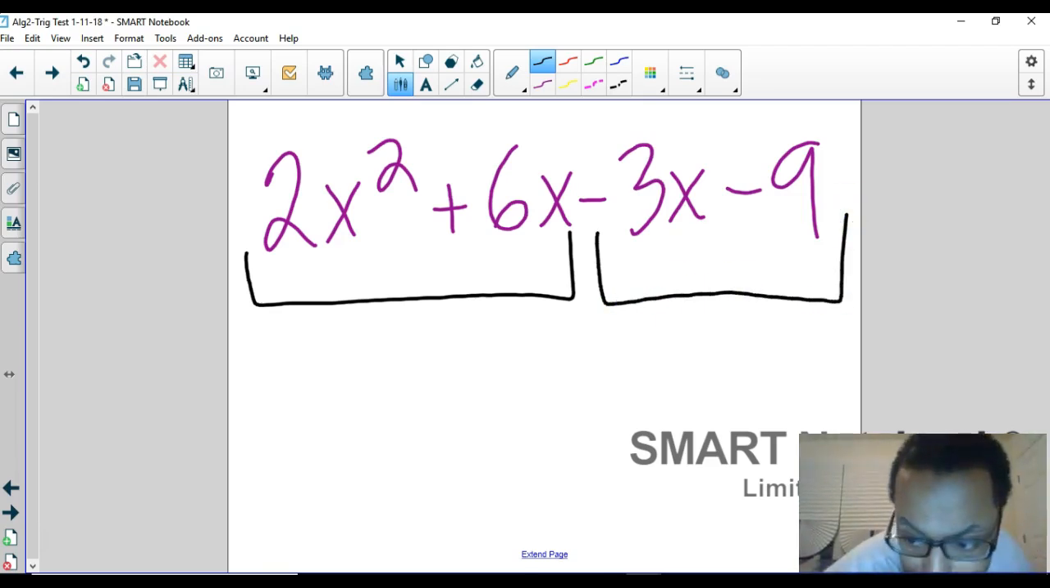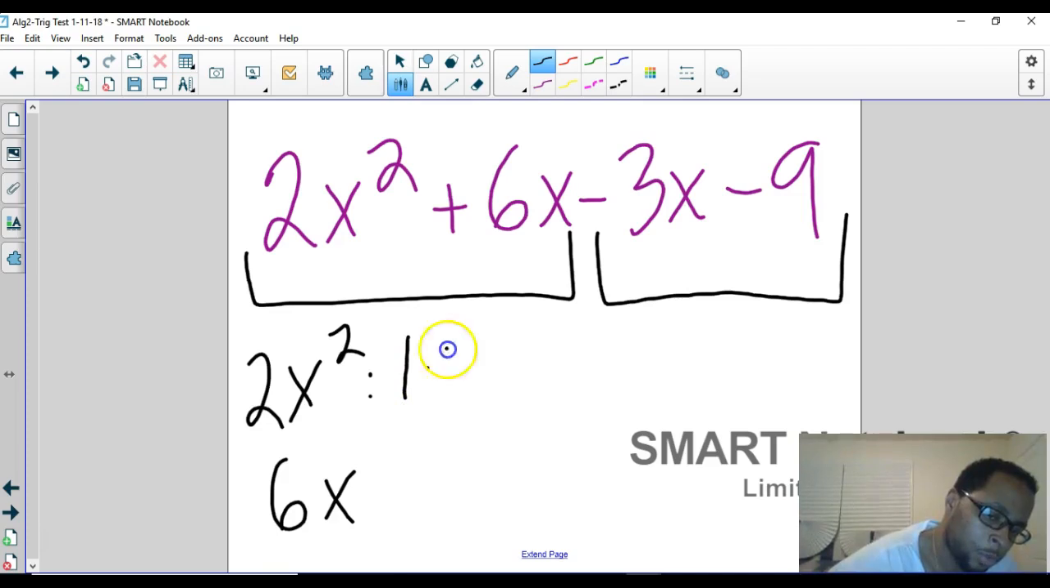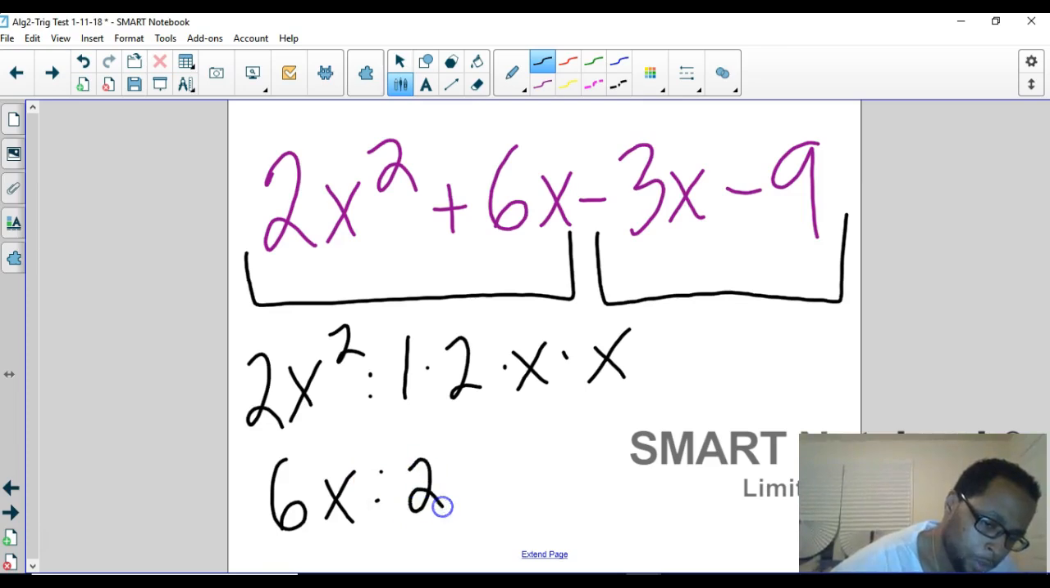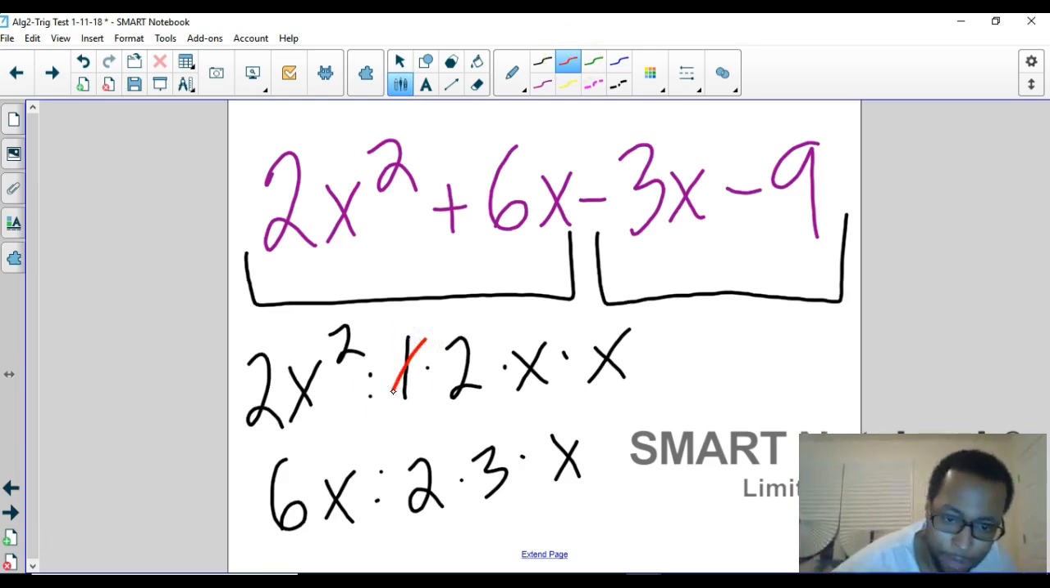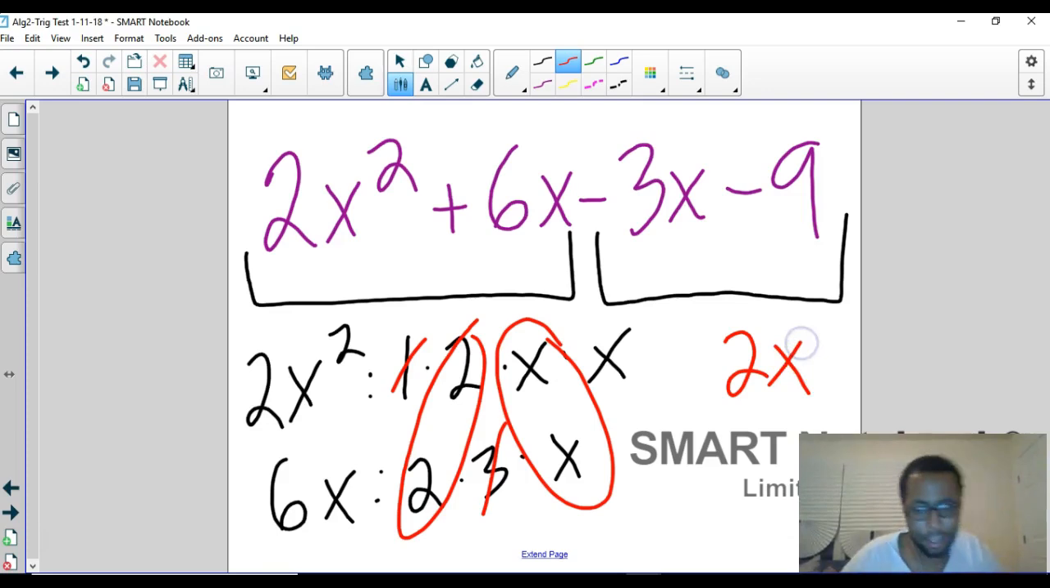So I'm going to look for the greatest common factor. Some of you guys have struggled with this. A quick way to do it, if you're still struggling, is to put the numbers out and just see what numbers go into them. So I know this is 1 times 2, and then I have 2 x's. For 6, I know it's 2 times 3, which is 6, and then I have 1 x. Then just circle what they have in common. They all have a 1, but that's not there. They have a 2 in common. They don't have a 3 because the top one doesn't have a 3. And they have an x in common. So now I discovered that my greatest common factor is going to be 2x. If you're not doing too well on how to do that, this is the quickest way to do that.